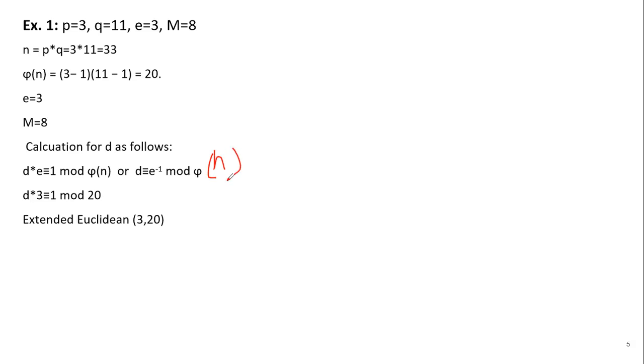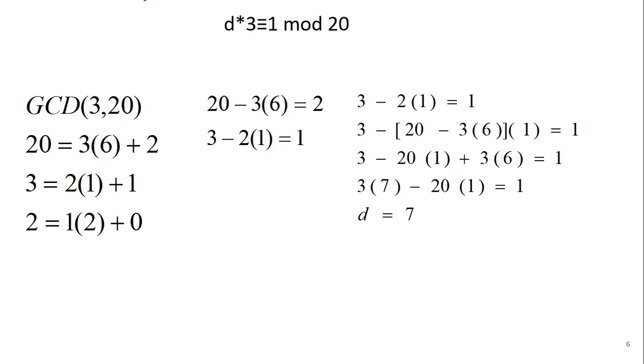Here E is equal to 3 and phi of n is equal to 20. So we require to calculate this multiplicative inverse, so we require to use the extended Euclidean algorithm. So we require to calculate the extended Euclidean for 3 and 20. In my previous video, I already explained how to apply the extended Euclidean. So this is the first step. For example, I will explain for this example.